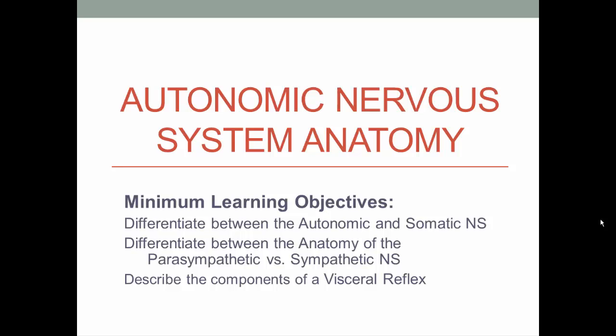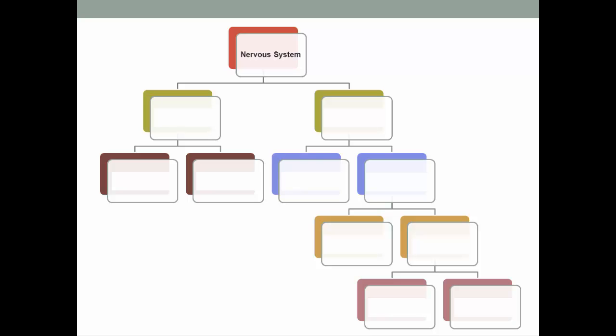And then finally, we'll end with a look at the components of the visceral reflex, which are very similar to those of the somatic reflex that you learned in Bio 107. So let's first get a review of the divisions of the nervous system. You should have covered this in 107, but in case you forgot, we'll run through it.